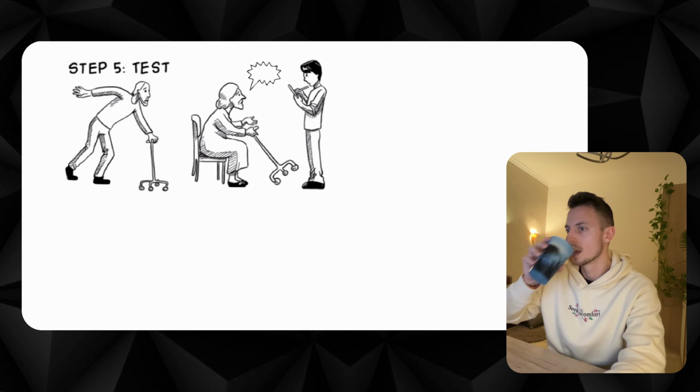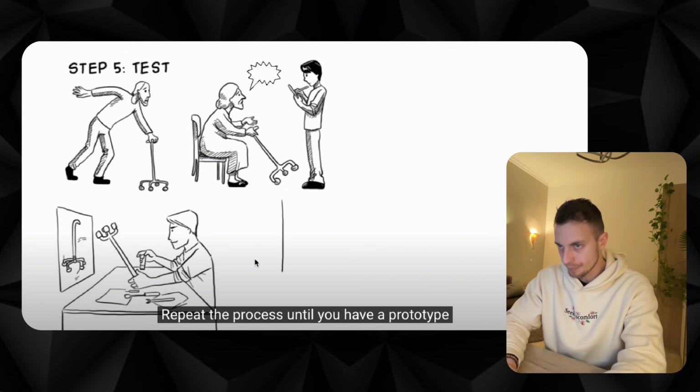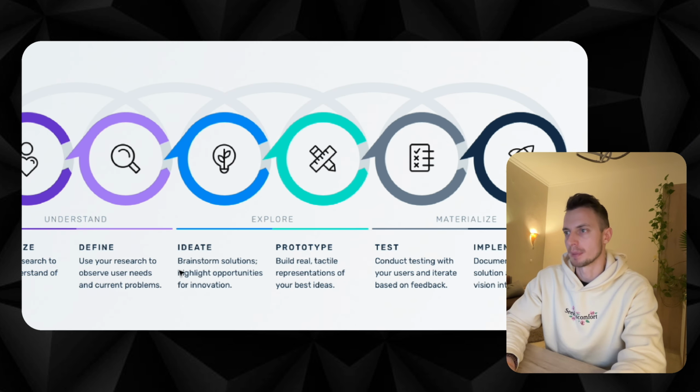Then go back to ideation or prototyping and apply your learning. Repeat the process until you have a prototype that works and solves the real problem. And that's why in some other cases, as you can see here, even in this diagram, it's not just a straight line, it's always going in loops. That's why we usually have these loop kind of images, because in every stage, sometimes you have to jump back.